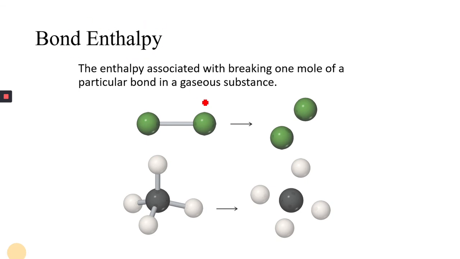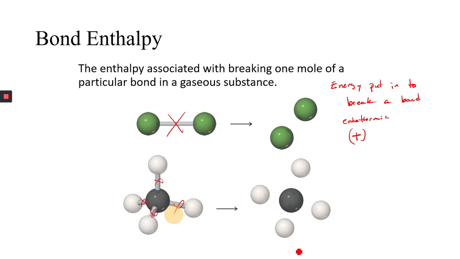So my bond enthalpy is the amount of energy you need to put in to break a bond. If you're putting energy in, what sign is that? It is endothermic. So it is positive. You're putting energy in. So I want to break this bond. I put energy in and I break it. I want to break these 4 bonds. I put energy in and I break them. The amount of energy I'm putting in is my bond enthalpy.